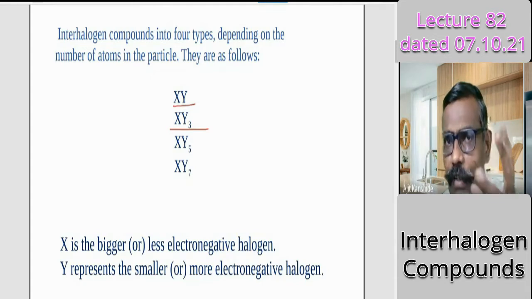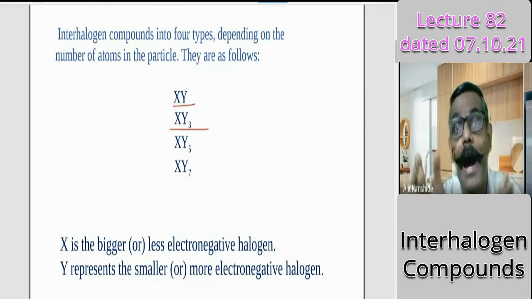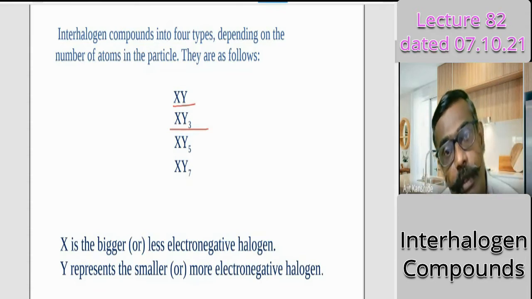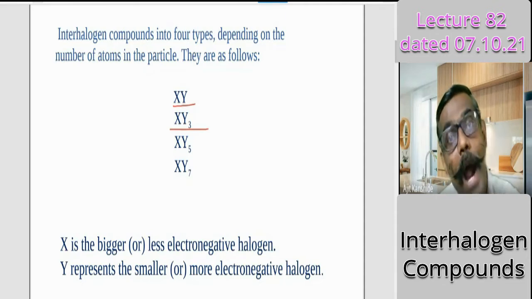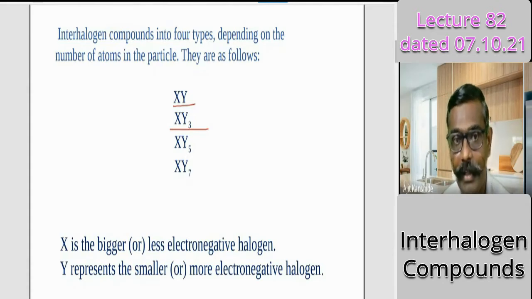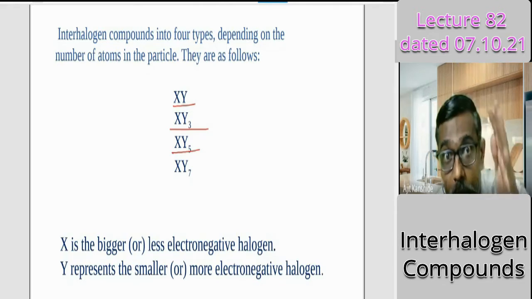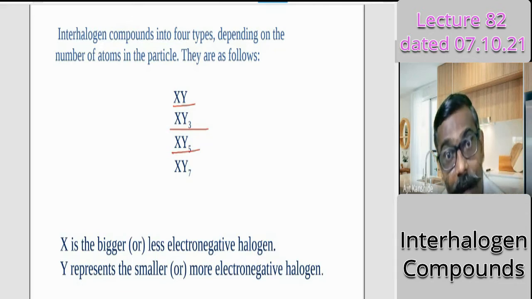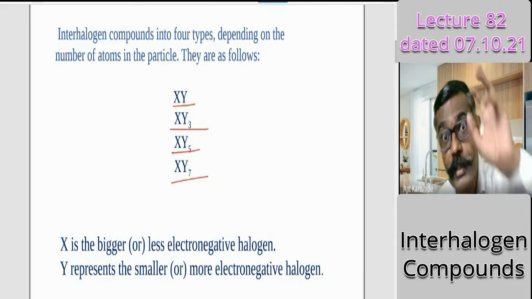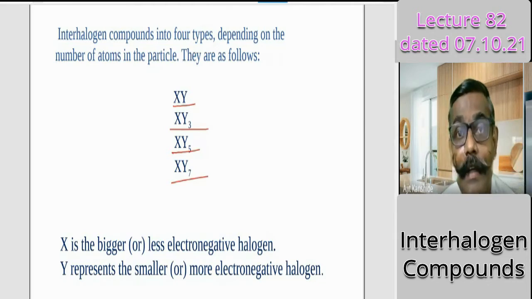I want to know the answer from you. Just guess. If around X there are 3 Y halogens, then which will be smaller, X or Y? Y. Yes, right. Y should be the smaller one. Accordingly, see XY5. X is larger, so 5 smaller Y can surround it. XY7. X is so large that 7 Y halogen atoms can surround it.